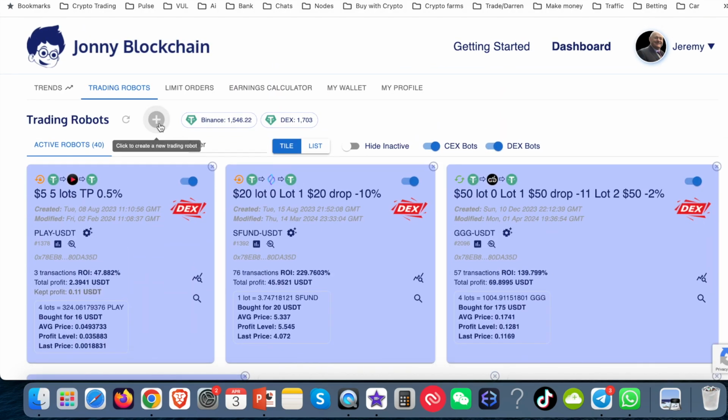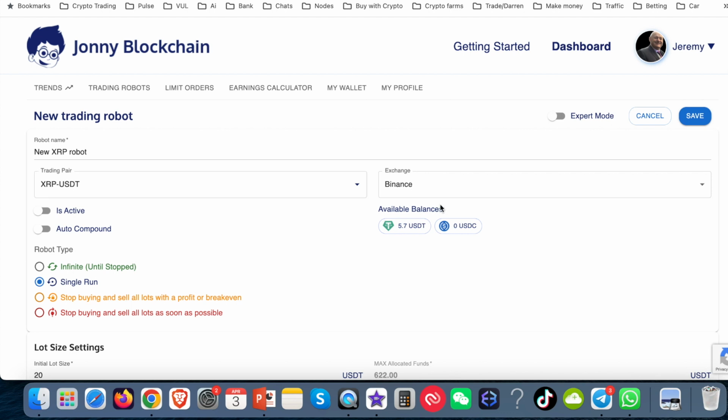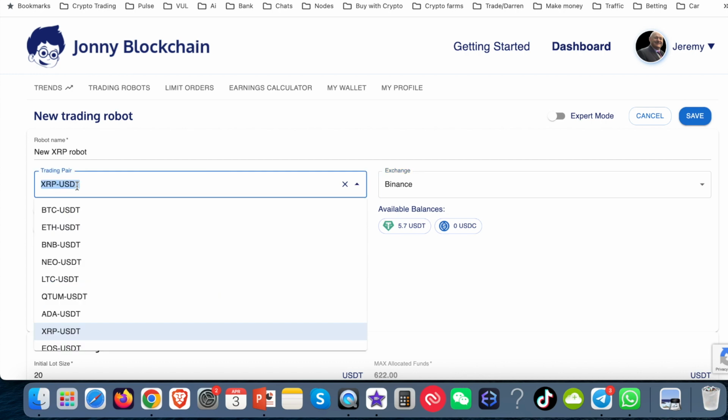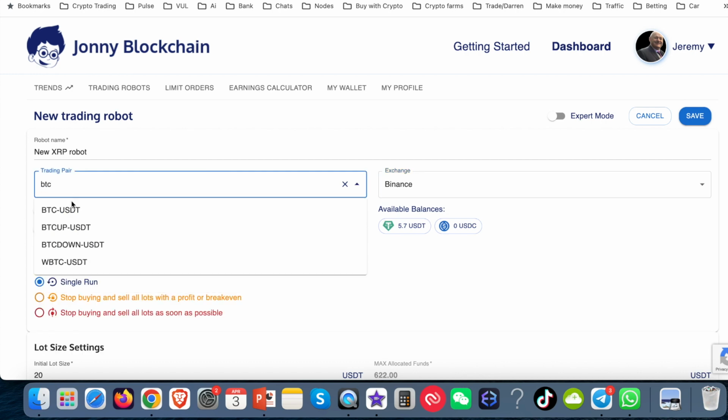So if I come over to my dashboard again, let's just say I wanted to do a Bitcoin one. I'd come here, click on the plus sign. Now, it doesn't matter whether I'm trading on Binance or the DexBot, on PancakeSwap or Uniswap. I tend to use either Binance or Pancake because Pancake has a lot more liquidity for the Binance Smart Chain. Uniswap has a lot more liquidity for Ethereum, but our bot doesn't work with Ethereum because of the too high gas fees.